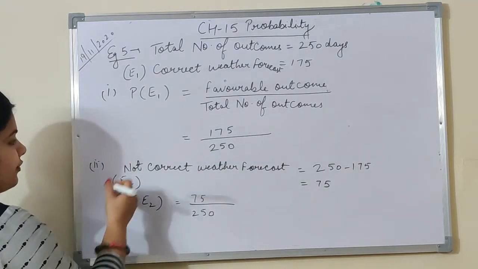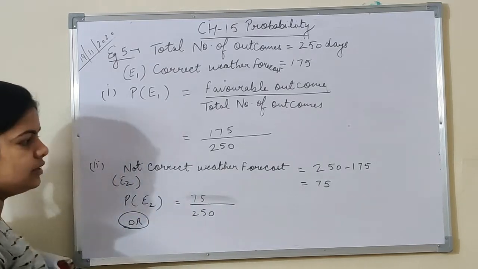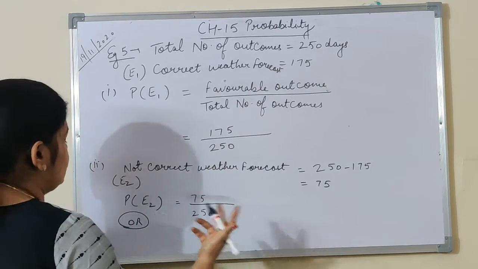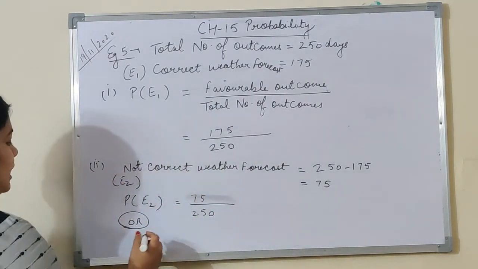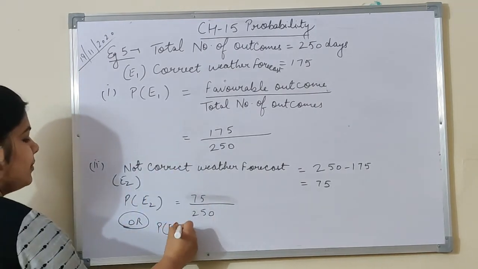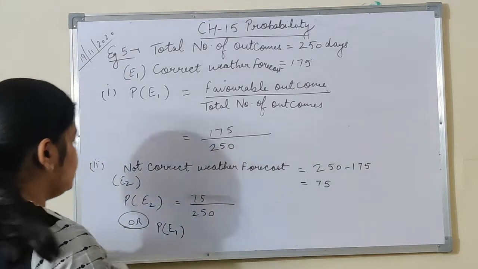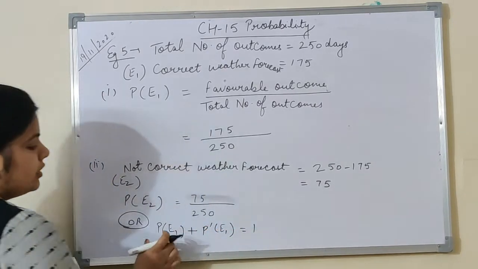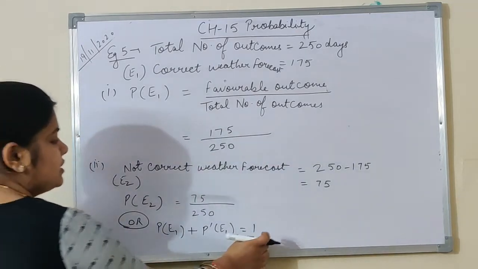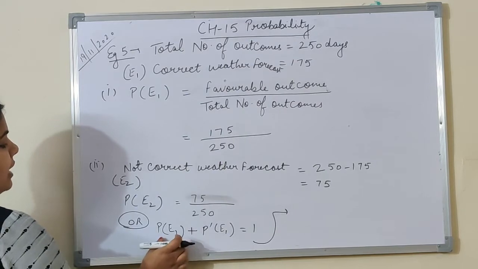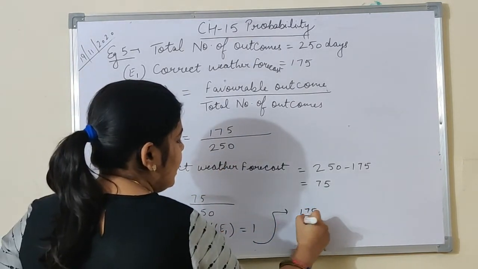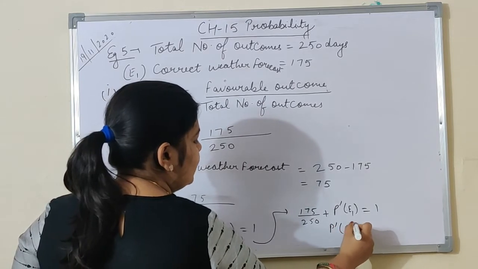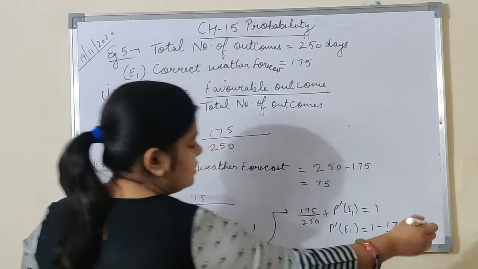The second way is also for finding not correct. There is no need to find the number of times the forecast was not correct. Directly, as I have told you, this is probability, and if we have to find not correct, that means we have to find non-probability. To find non-probability, as I told you, the sum of probability and non-probability always comes to 1. So we can directly apply the formula, put in the value of probability, write non-probability as it is, and after solving this you will get the answer of non-probability.